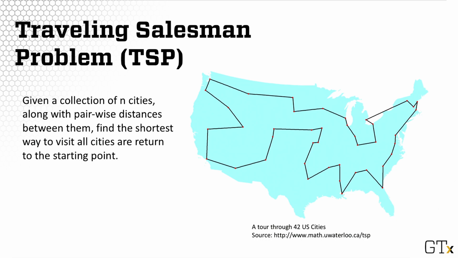The traveling salesman problem is one of the very important combinatorial optimization problems, which is very simple to state. Given a collection of n cities, along with pairwise distances between them, we need to find the shortest way to visit all the cities and return to the starting point. This is known as a tour. A tour is essentially you start from a particular city, visit all the cities, and come back to the starting point. Here's an example of a tour through 42 different cities in the US.